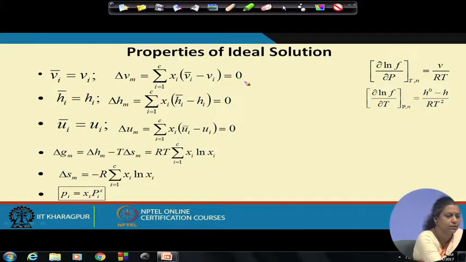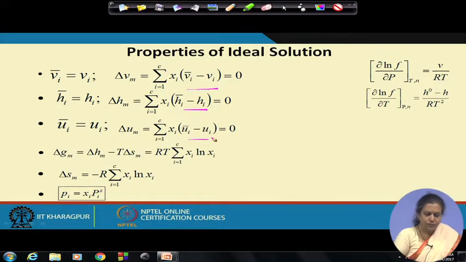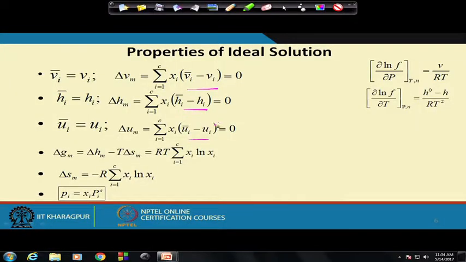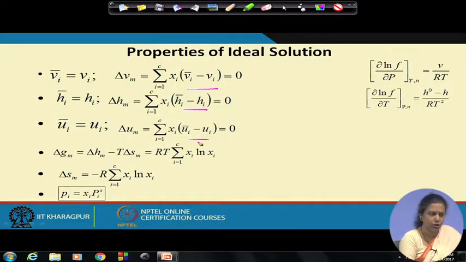You can just notice that I have mentioned all these equations. So we find that when ideal solutions are formed, they are formed with no change in volume, with no evolution or absorption of heat, and no change in the internal energy of the solution, quite naturally.